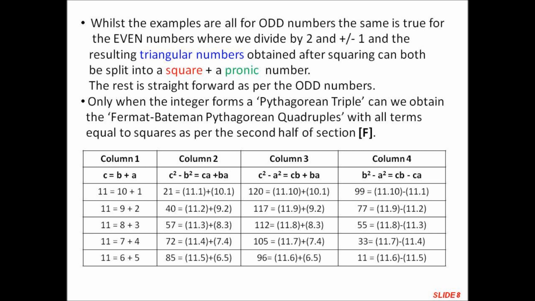To reiterate, only when the integer forms a Pythagorean triple can we obtain the Fermat-Bateman Pythagorean quadruples with all terms equal to squares, as per the second half of section F. The table gives the difference of two squares as the sum of two composites as derived from the Fermat-Bateman quadruples.